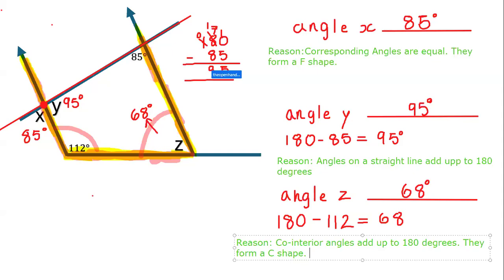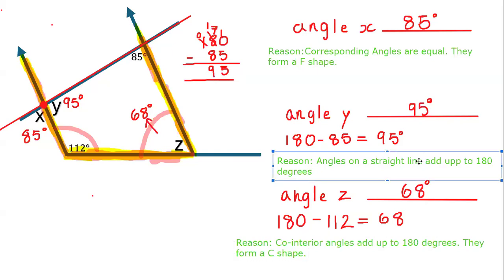I was telling you, you have two P's on the reason for angle Y. Angle Y: angles on a straight line add up to 180 degrees. Oh, you mean that? Okay, I was trying to figure out what you were talking about. All right, thank you, Ms. Morris, for being helpful.